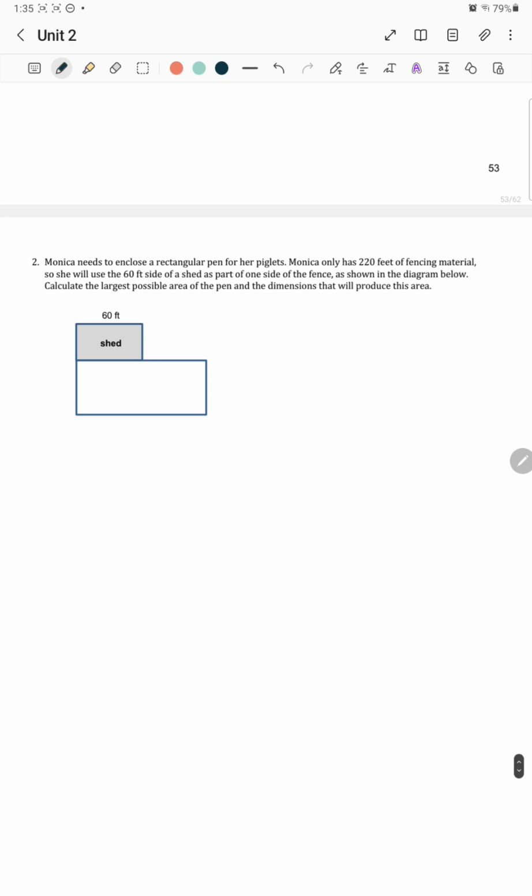Monica needs to enclose a rectangular pen for her piglets. Monica has only 220 feet of the fencing material, so she will use 60 feet of the shed as part of one side of the fence. In the diagram below, calculate the largest possible area and the dimensions.